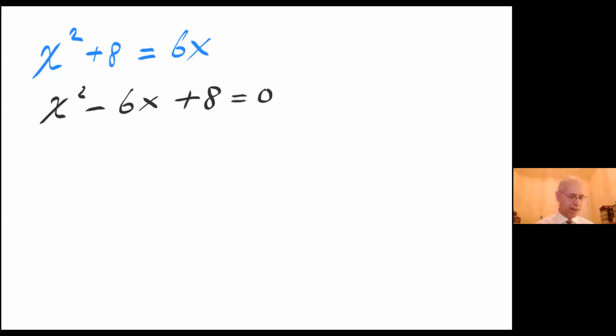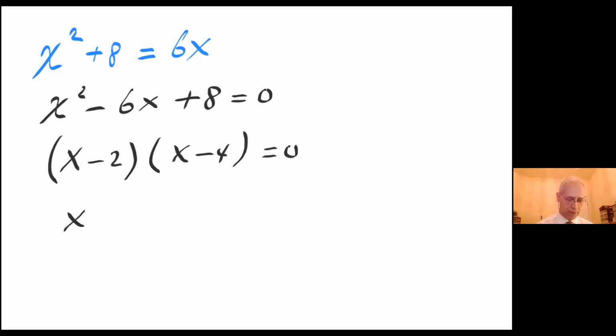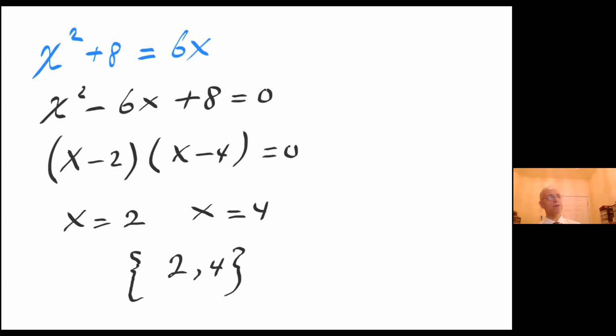And yes, this is factorable. x minus 2, x minus 4 equals 0, and x equals 2, and x equals 4. So the solution set is 2, 4 is the set of solutions for the given problem that we have. Let's do one more.